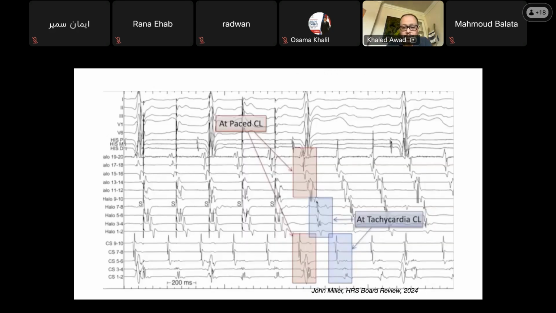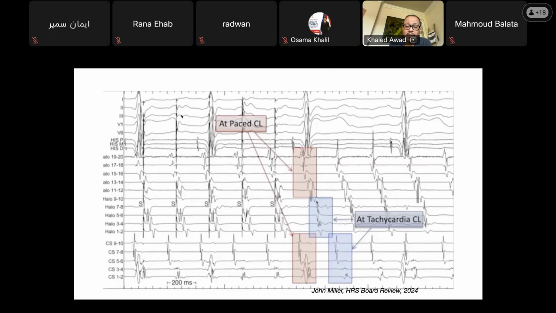What comes first? What comes back first? We're pacing during tachycardia. And you can see we're pacing right in the middle of the activation on the halo catheter, on the tricuspid annulus. What does that mean? We're fused. You see that? The pacing spike is in the middle of the P wave. See it? That is fusion.